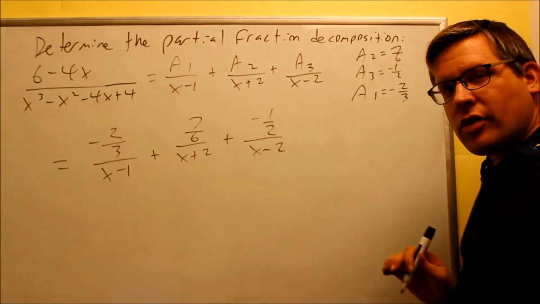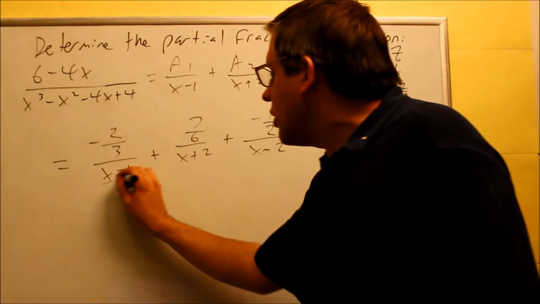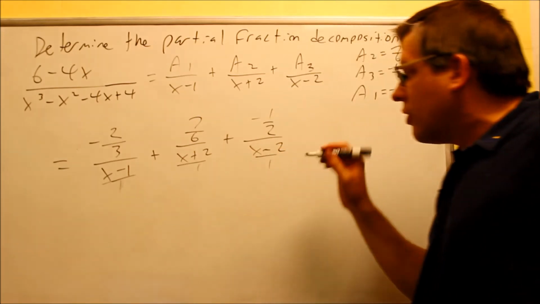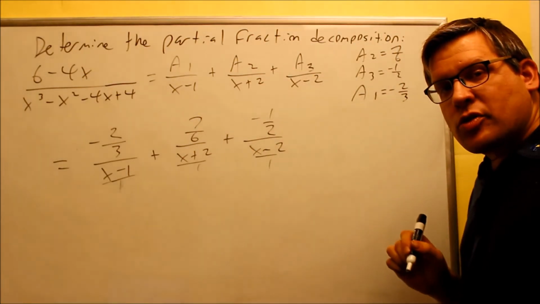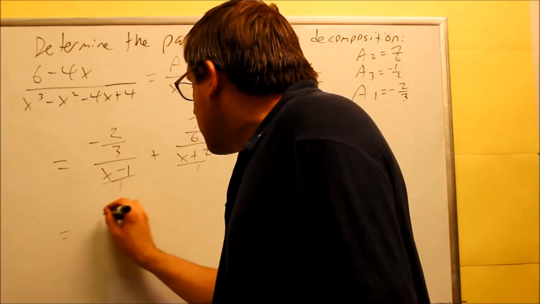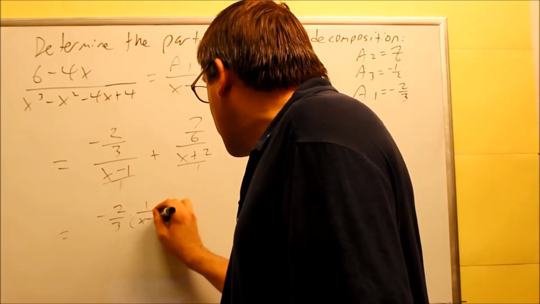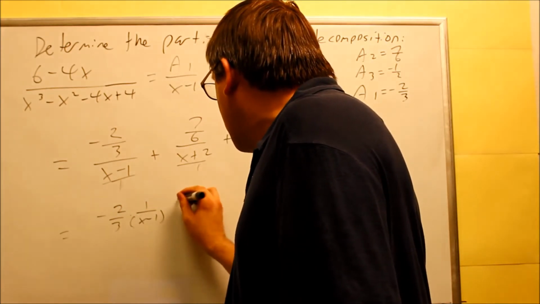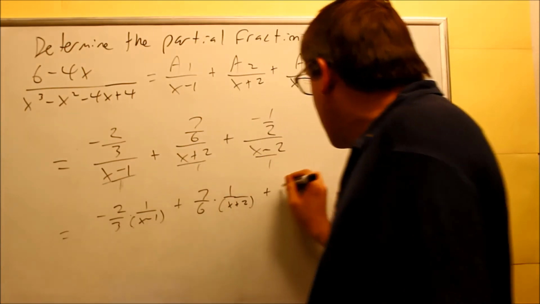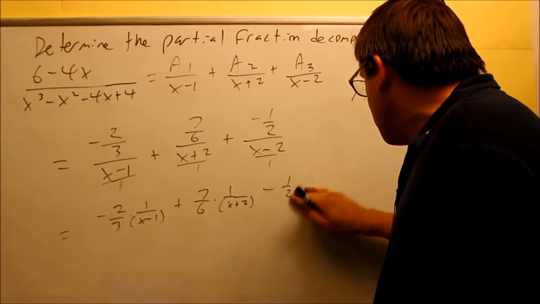Now you probably don't want to leave your answer in this format because you have a fraction over a fraction. So technically what you want to do is think of this as, you can always write a fraction over 1. We're going to take the top fraction and multiply by the reciprocal of the bottom one, so that way we can get rid of our double fractions. So that's going to be negative 2/3 times 1 over x minus 1, plus 7/6 times 1 over x plus 2, and then negative 1/2 times 1 over x minus 2.